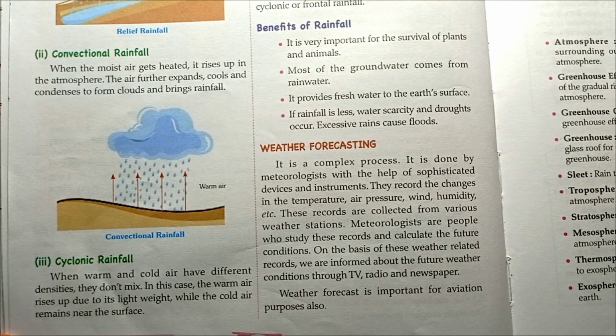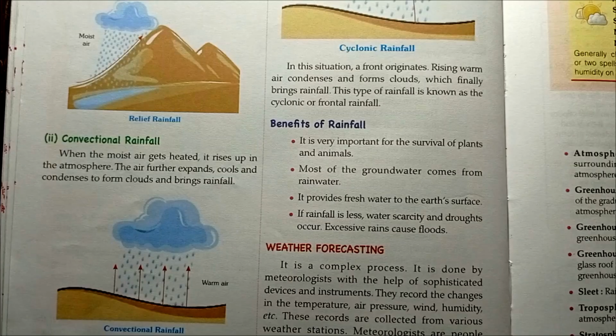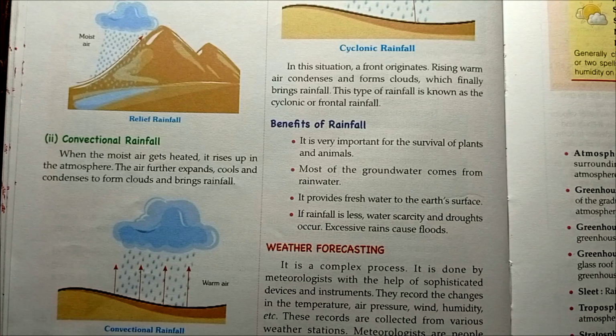Third is our cyclonic rainfall. Cyclonic rainfall is also known as frontal rainfall. It is a type of precipitation that occurs when warm moist air masses meet cold dry air masses. In this situation, what happens? A front originates. Rising warm air condenses and forms cloud, which finally brings rainfall. And this type of rainfall is called our cyclonic or frontal rainfall. Clear? Like this, we have talked about three types of rainfall, isn't it?